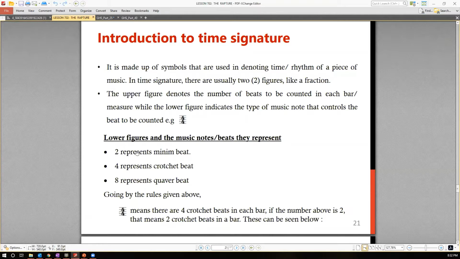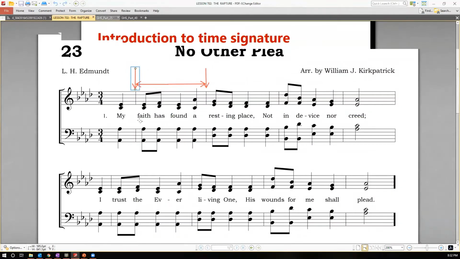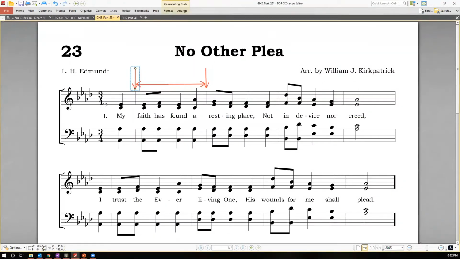2 represents a minim beat. 4 represents a crotchet beat. 8 represents a quaver beat. So whenever we see a 4 here, this 4 will tell us that it is a crotchet. So say for example, if you know this 3, and say for example you have a 1 here.